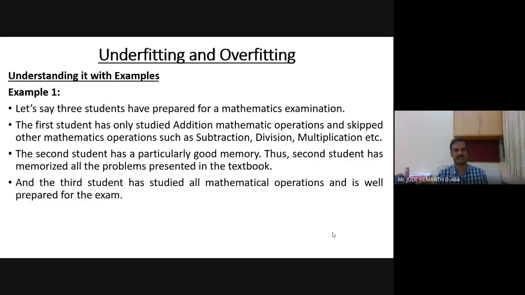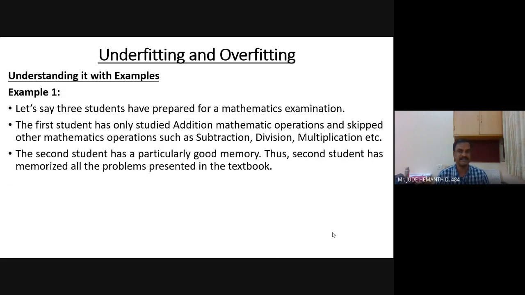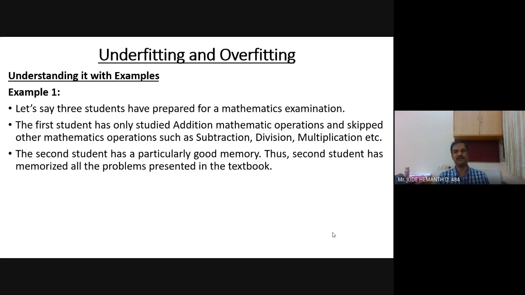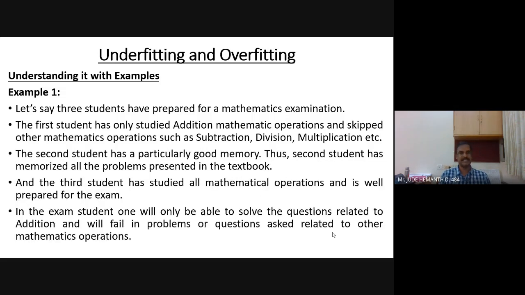And the third student has studied all mathematical operations. So now you have to understand the difference between the second and the third. The mathematical operations that are important are addition, subtraction, division, and multiplication. The third student knows which one he needs to give more concentration on, which one is important. The second student does not know which one is important, so he studied everything in the textbook. So now we will see how these are trained.